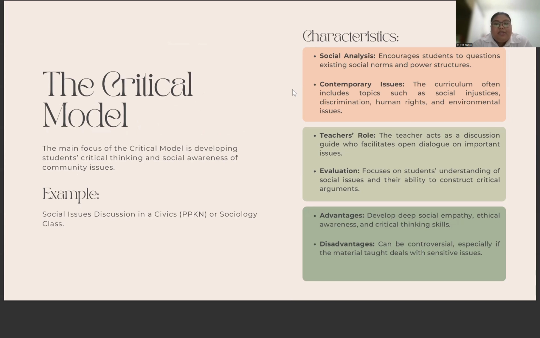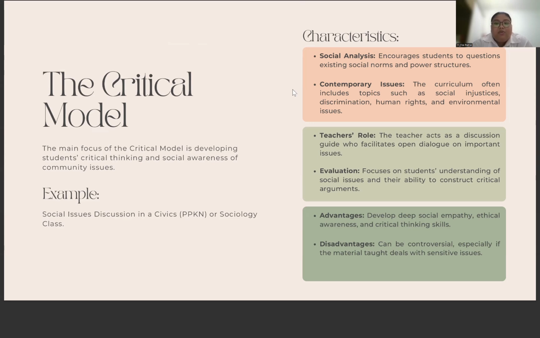The next model is the critical model. The main focus of the critical model is developing students' critical thinking and social awareness of community issues. The critical thinking model provides a structure for practicing this type of thinking. The model helps students realize their own thinking biases and allows them to try to see the world objectively, while providing guidance for asking the right questions, reaching logical conclusions, and explaining how they did so.